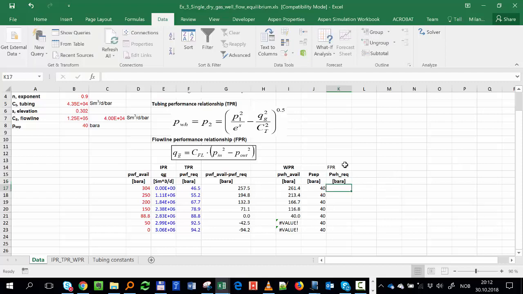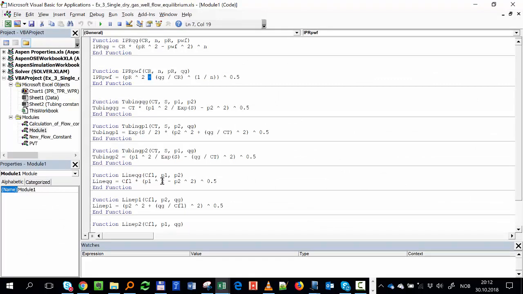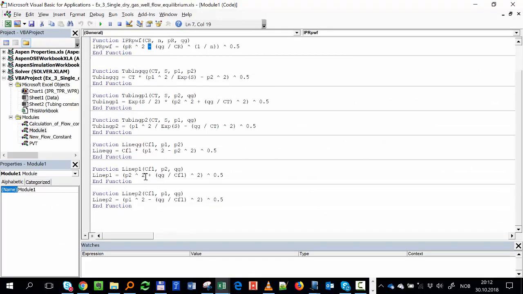And let's see the equation with Alt F11, how the equation is called. And the equation is basically line, because it can be a flow line, can be a pipeline, so I just called it line. And you have two equations, P1, P2. Which equation should I use? P2, that's going to give me the pressure at the discharge of the flow line.